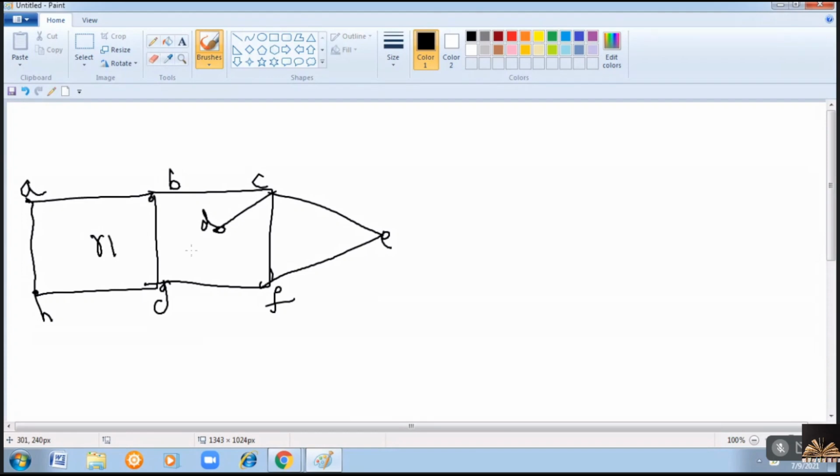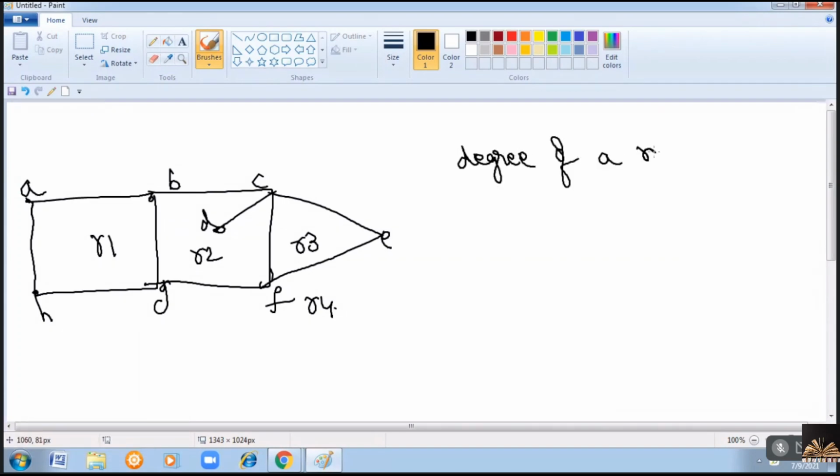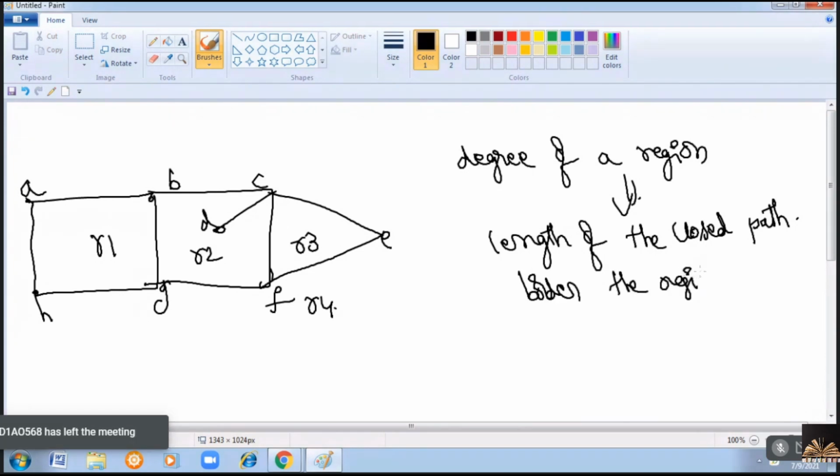So this is R1, this is R2, this is R3, and this is the exterior region, right? We can define the degree of a region as the length of the closed path which borders the region.